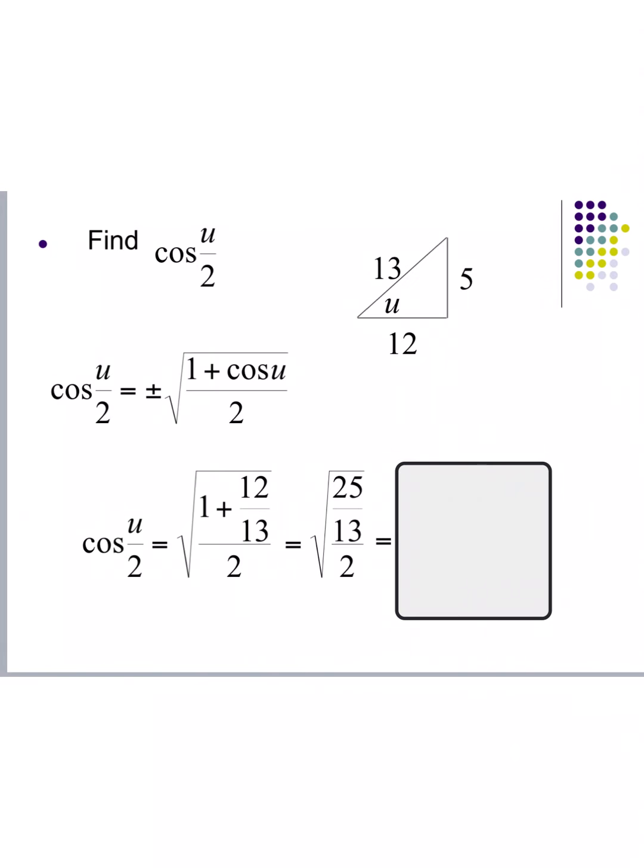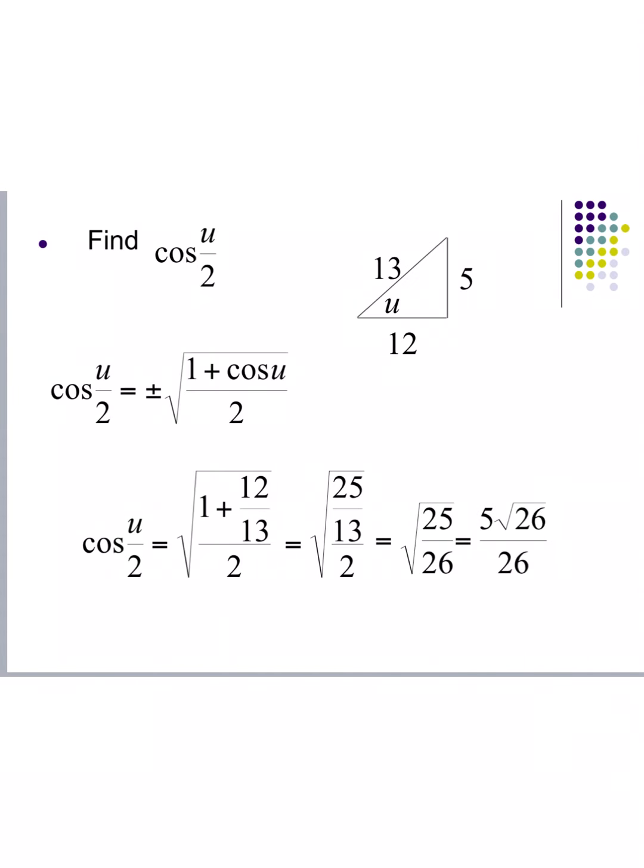When I simplify that, I have radical 25 over radical 26. And if you rationalize that, you get 5 radical 26 over 26. Again, notice the plus or minus did go away for the same reason I mentioned in the last slide.